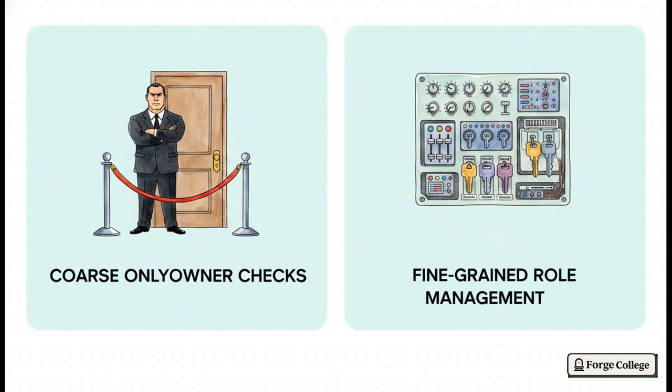But those are pretty coarse checks. So in the next lesson, we're going to replace that simple bouncer with an extensible, fine-grained role management layer. And we're going to do it without changing the underlying transaction semantics we just built today.